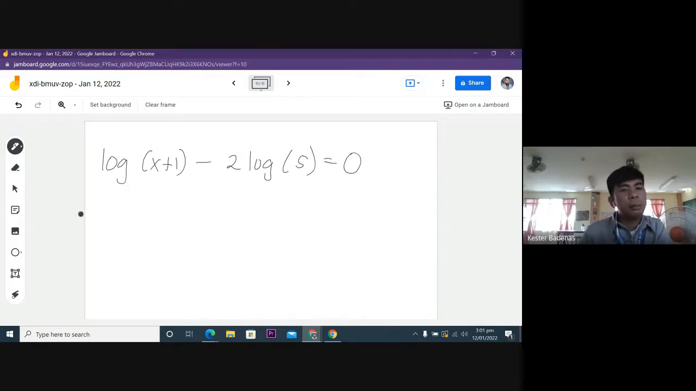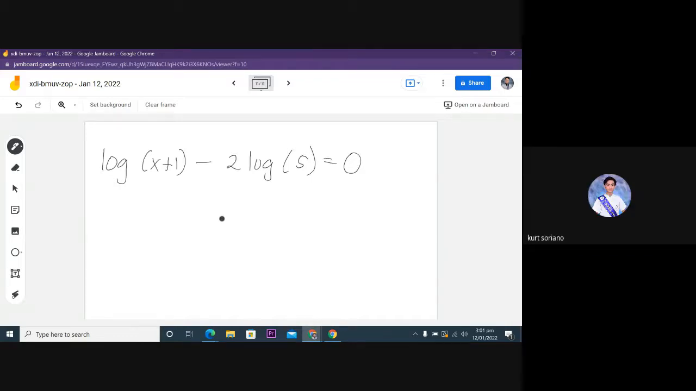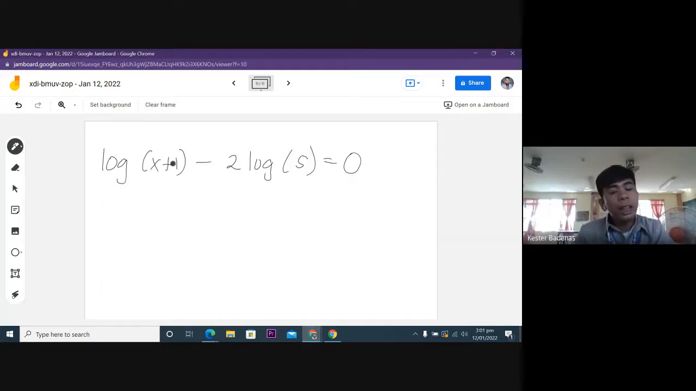Anong gagawin, class, pag ganito? Do you have any idea? Ilipat, sir, yung isa, sir. Okay, very good. Hindi natin siya, class, a-applyan ng power rule, kasi mas mahirap yung process.